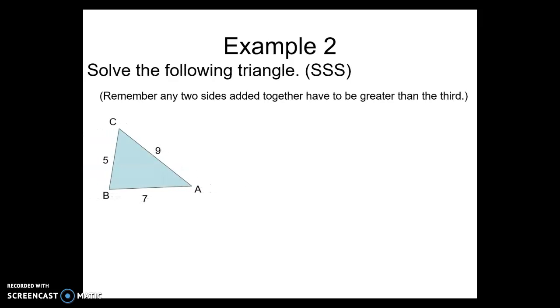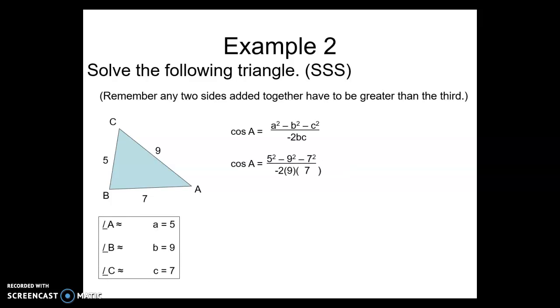This time we have the side-side-side case. You know all the sides, and we're looking for the angles. You cannot do this with the law of sines. You have to use the law of cosines. So just plug all the sides into the formula. Looky, what you got there? Not so bad.